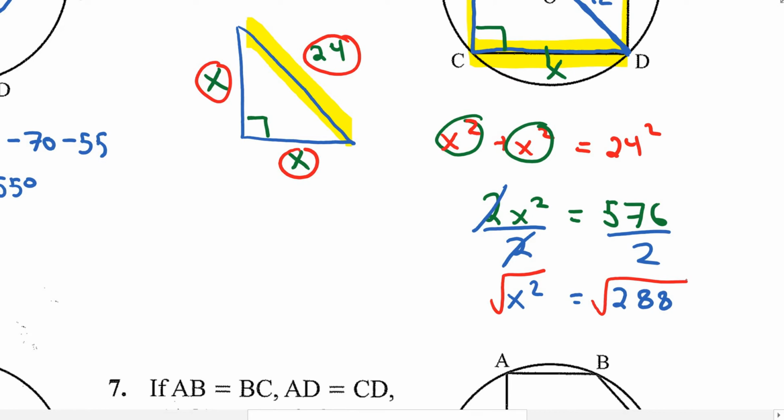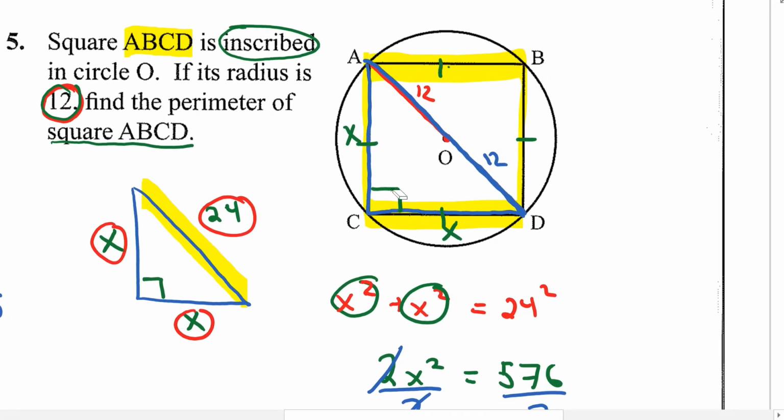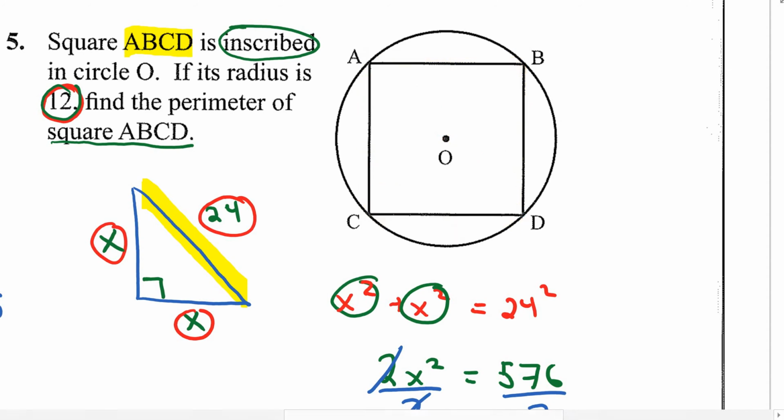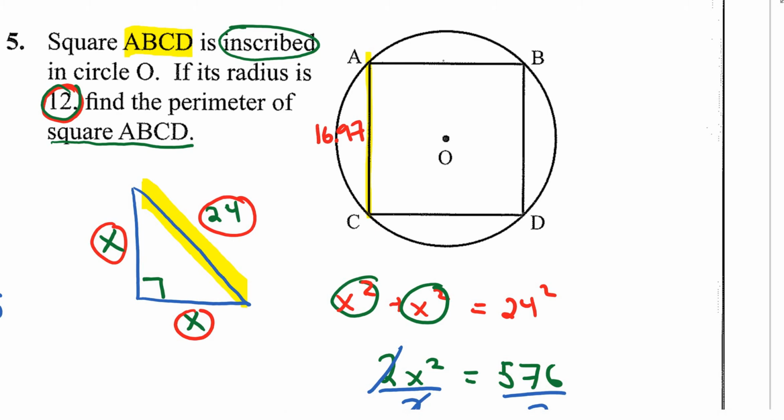And if I take the square root of both sides, I get x equals 16.97. And you can work that out with a calculator. Now that's useful, because if I go back to my original diagram and erase all the colors here, I know that this length right here is going to be 16.97.